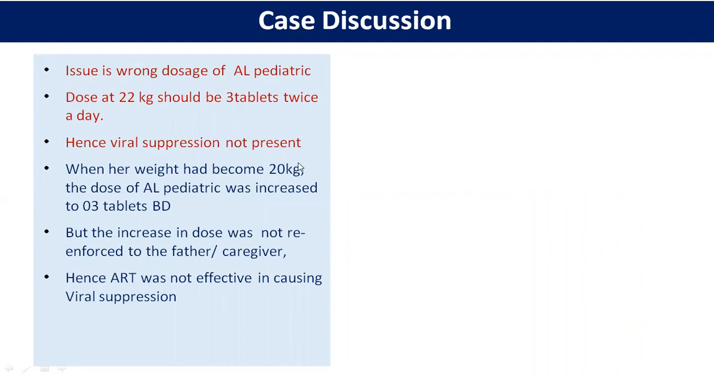When her weight had become 20 kg, the dose of AL pediatric was increased to 3 tablets. But the increase in dose was not reinforced to the father or caregiver. Hence, ART was not effective in causing viral suppression. So this is very important and very nicely written here. So you have to emphasize.